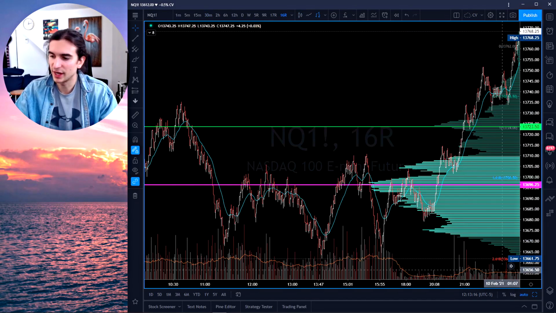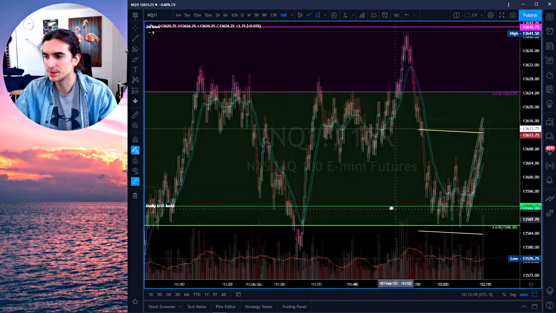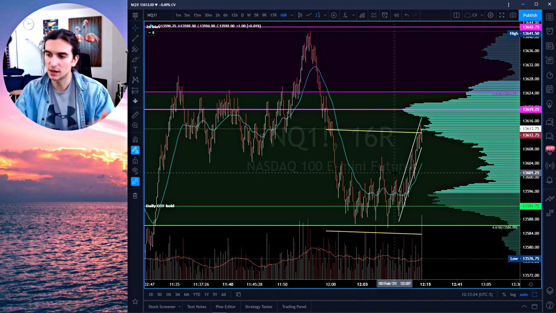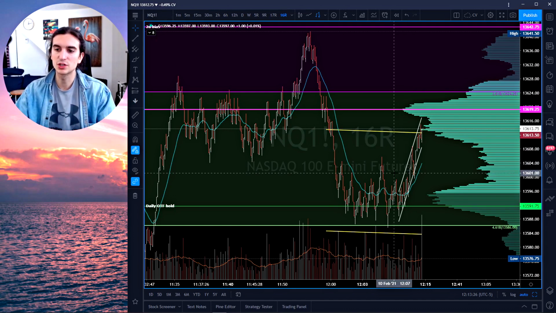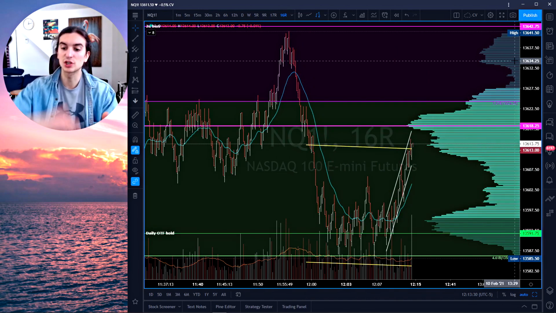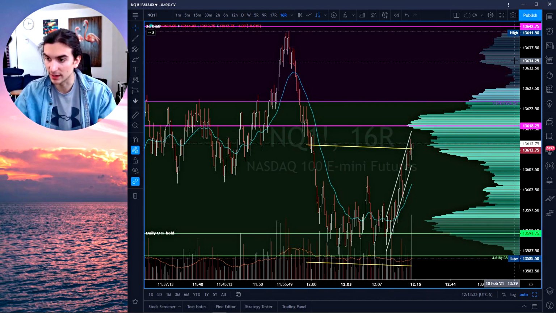Okay, so the first chart's a time frame chart. The other chart is a range chart. And the reason I prefer a range chart is because this is a great way to see the immediate auctioning process of the market without being constrained by time. Okay, I do not care about time when the market is auctioning at the speed that NQ trades, for example.